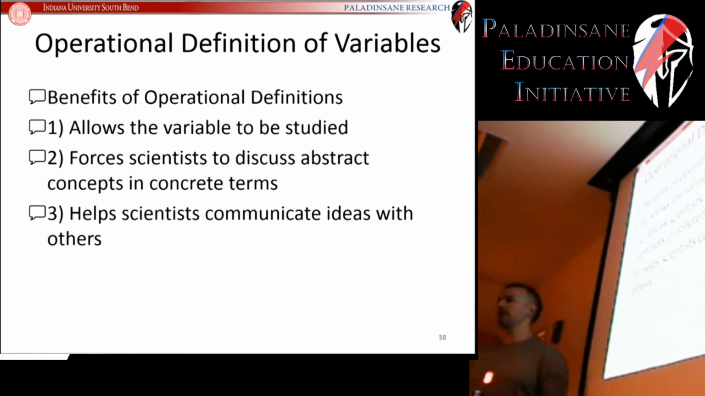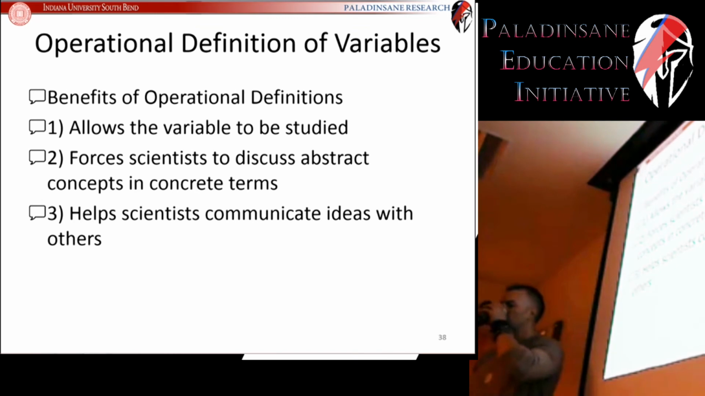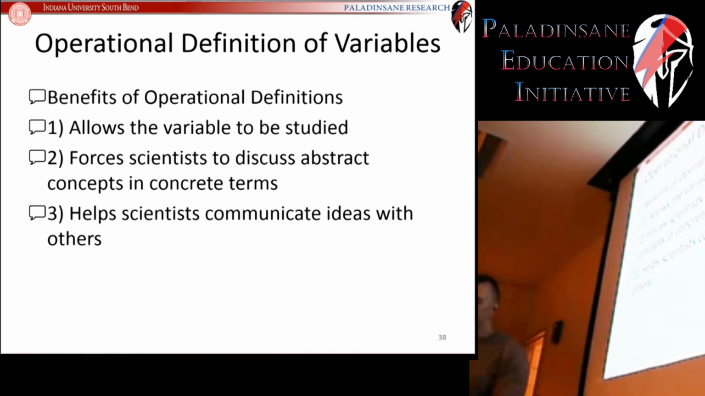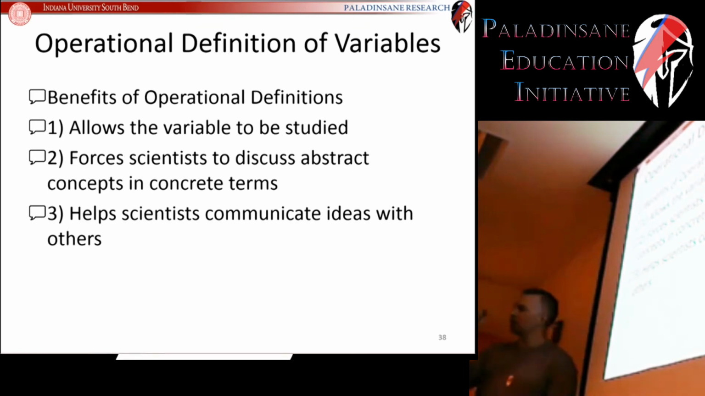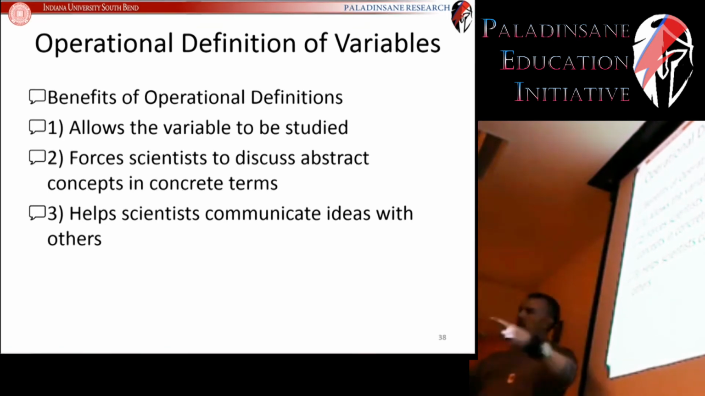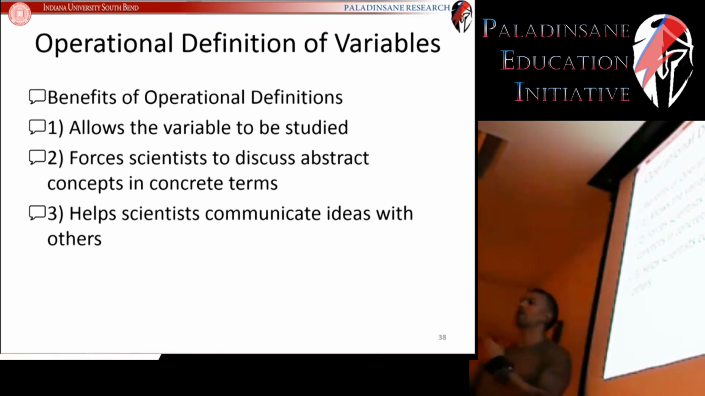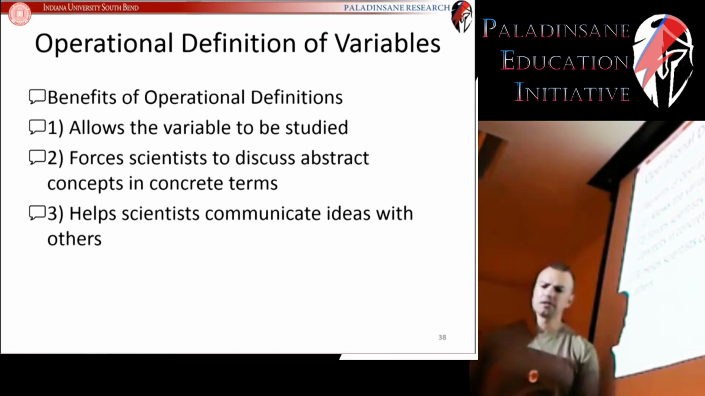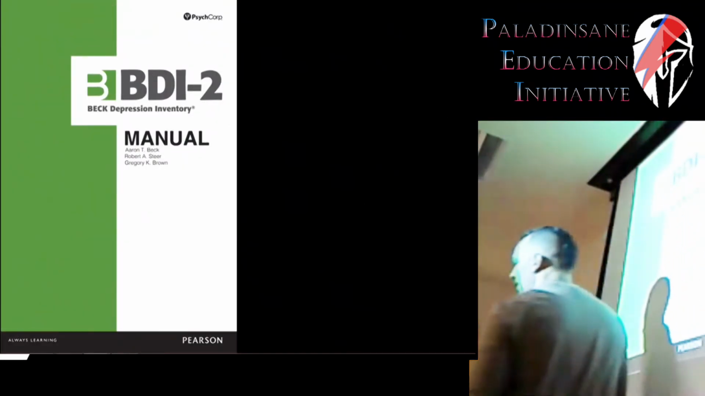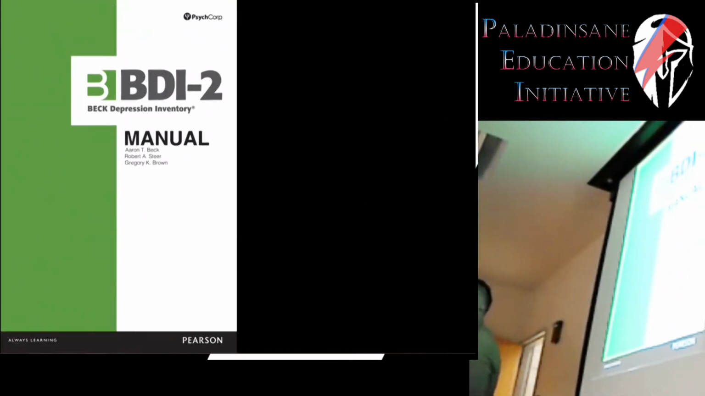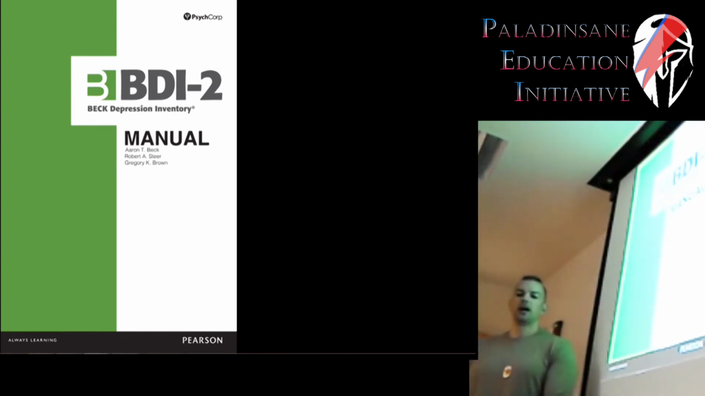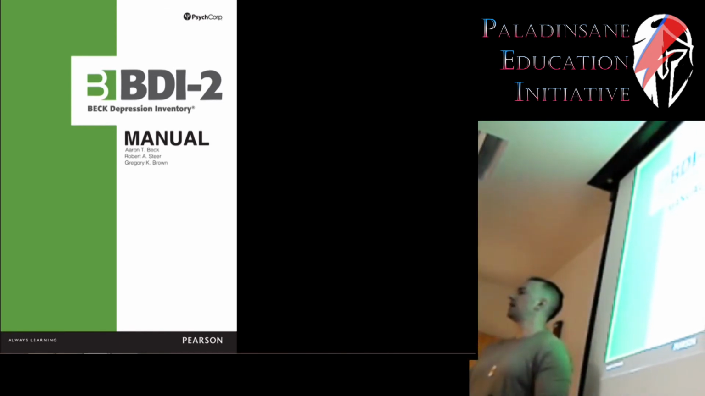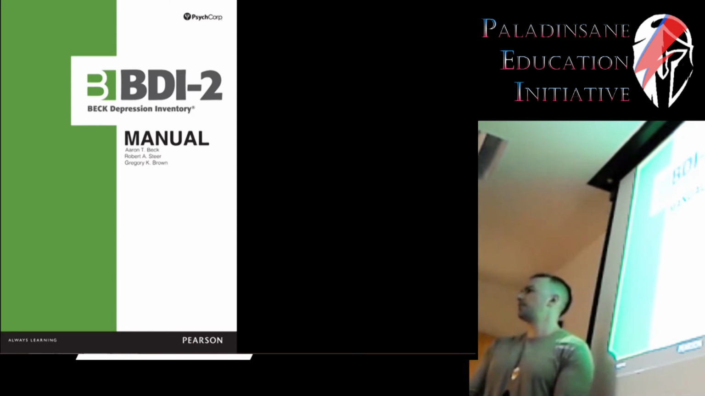scientists communicate their ideas with others. Basically, it lets you tell a scientist exactly what you did and how you did it, and that lets you know if you're on the same page or if you're not on the same page. So I'll give you an example of this. Let's say that, again, we'll stick with depression. Let's say that you're looking at the effects of social media on depression.